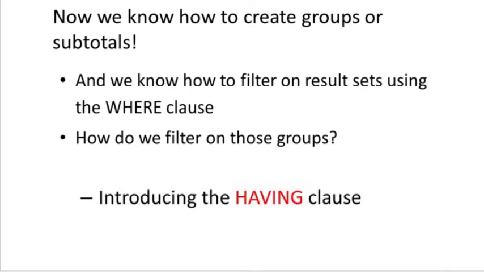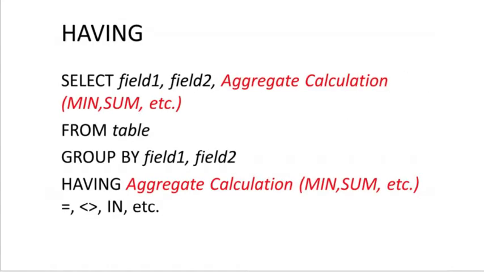Now we know how to create groups or subtotals, and we know how to filter on the result sets using the where clause. But how do we filter on those groups? Now we're going to introduce the having clause. The having syntax is going to be like that. Select, from, and group by should be the same. After that, you have a having clause that is based on the aggregate calculation.